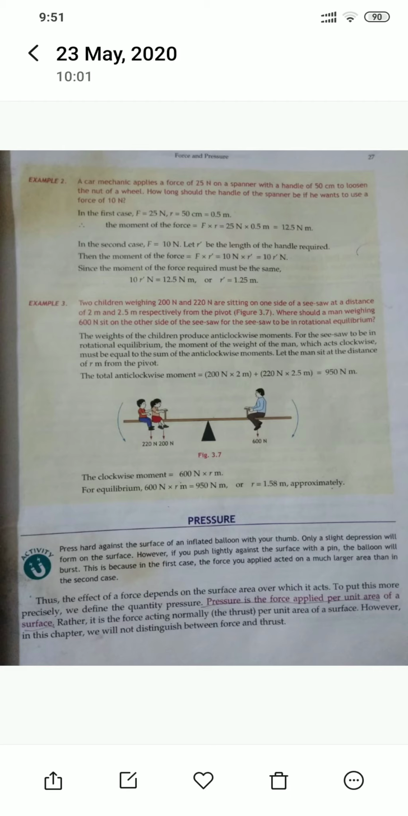Good morning, students. So, today we were supposed to study pressure. In the previous lecture, we discussed force and the turning effect of force. Pressure can be defined as the force applied per unit area of a surface.